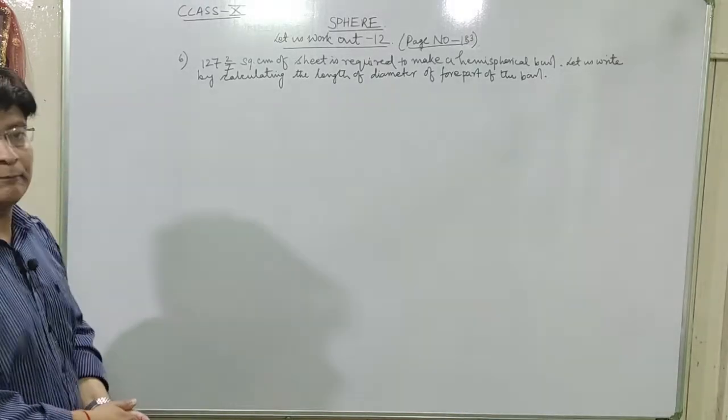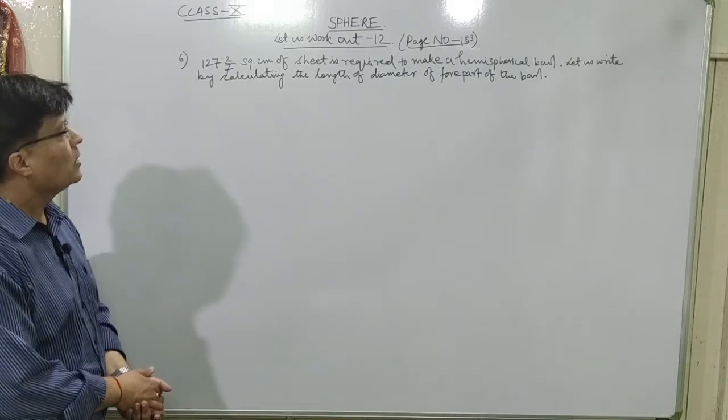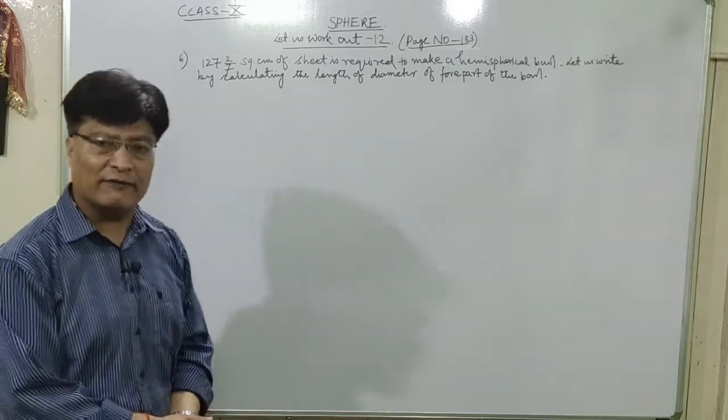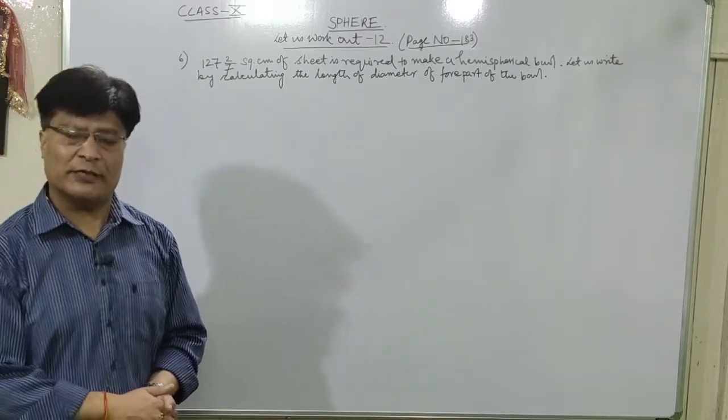The question is 127 2/7 square centimeter of sheet is required to make a hemispherical bowl. The hemisphere, what is the meaning of hemisphere?